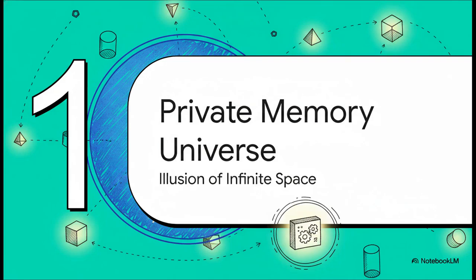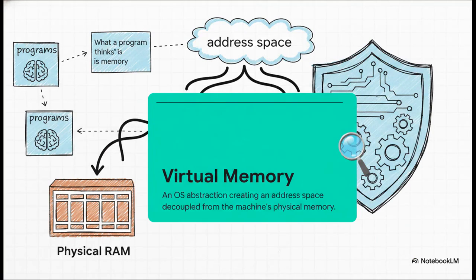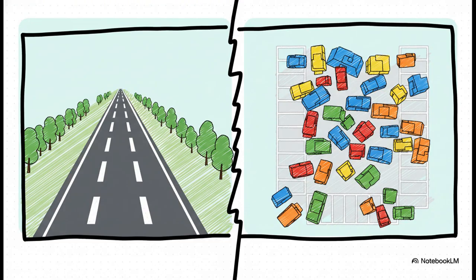So to get this trick started, the operating system begins with a foundational lie. It looks at every program you run and gives each one its own private, isolated universe of memory to play in. This is the key concept right here, virtual memory. And that word decoupled is everything. It means what the program thinks is memory is completely separate from the actual physical RAM chips inside your computer. The operating system creates this perfect little bubble for every program. And the difference between these two worlds is, well, it's night and day.